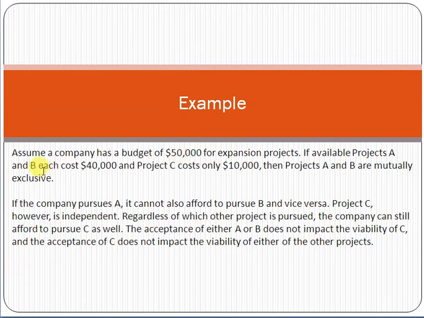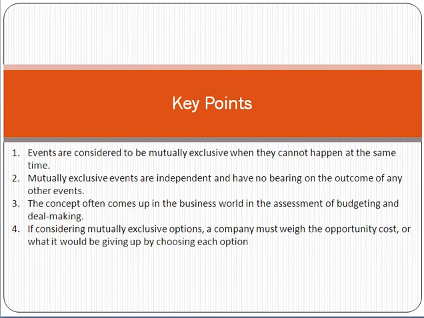However, if they select project B, for example, $40,000, and C as well, because C can also be selected since it is $10,000 and it will come under the budget of $50,000. So project A and project B are mutually exclusive. Either they have to select project A or they have to select project B, and both cannot be selected at the same moment. So this is called the concept of mutual exclusivity.